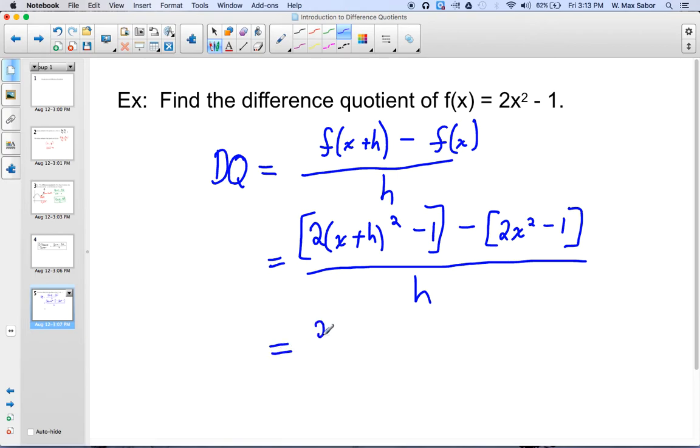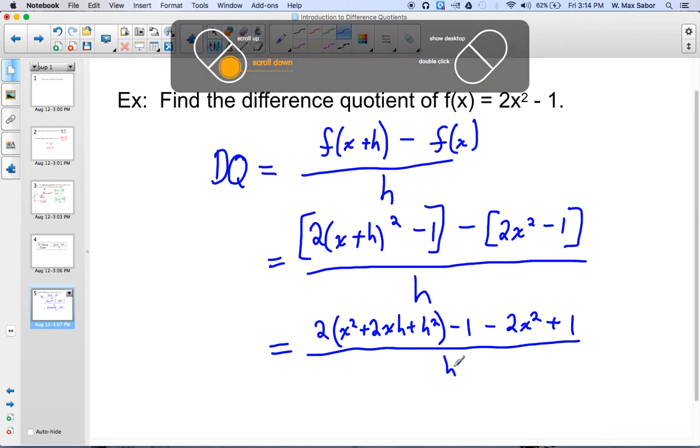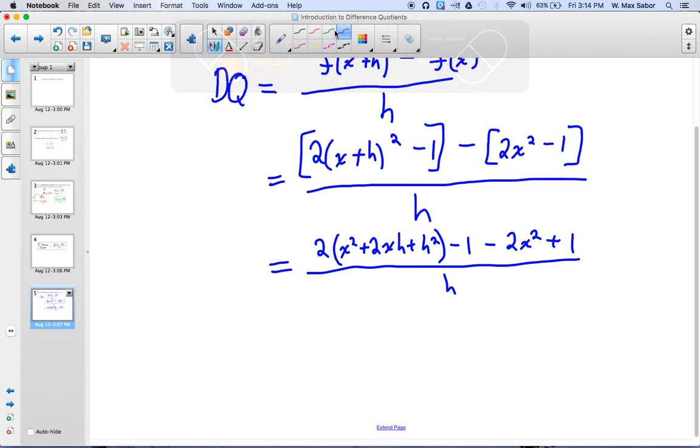So order of operations says we will do our squaring first. X squared plus 2xh plus h squared. This is where it's really useful if you have already memorized your perfect square trinomials. Now let's do the distributive property. We get 2x squared plus 4xh plus 2h squared minus 1 minus 2x squared plus 1 all over h.